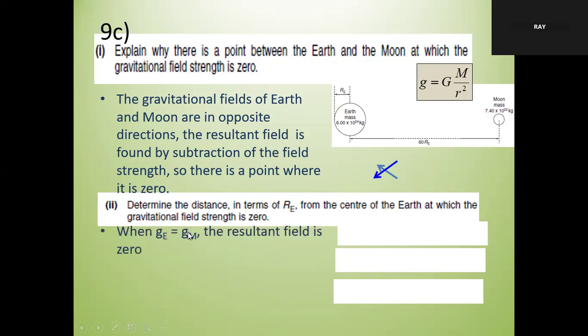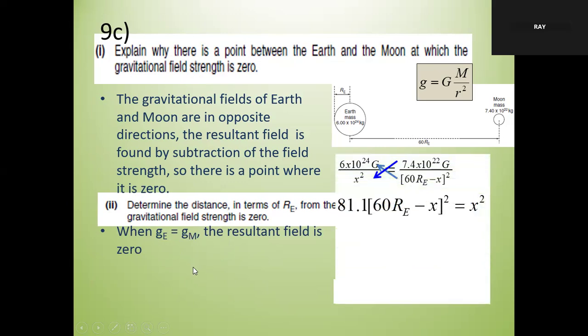Gravitational field strength of the Earth and the Moon are equal. The resultant field is 0. Right? That's where we showed in the previous slide. Cross multiply, and then just take this down, divide to get the answer there. Then this will be x squared, and taking the square root, don't worry about the negative sign.